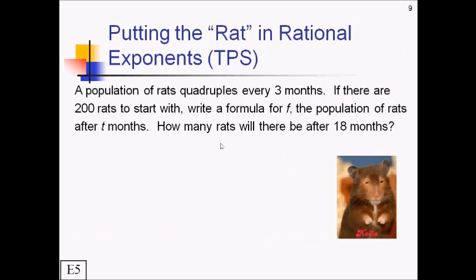Try this next problem on your own. We have a population of rats quadrupling every 3 months. If there's 200 to start with, write a formula for F, the population, after t months, and then how many will we have after 18 months. Pause the video, give it a shot.